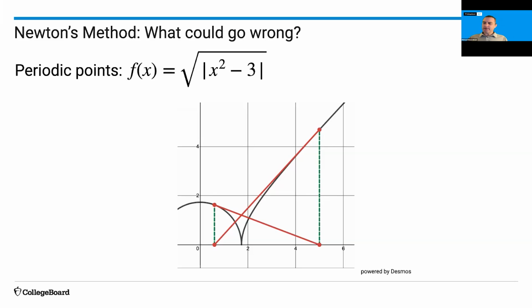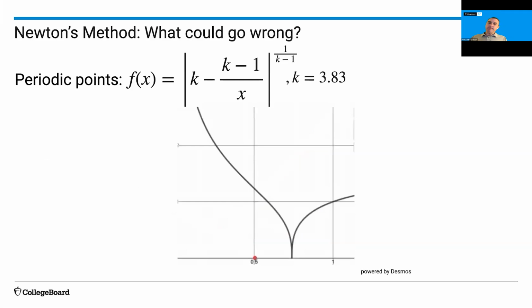This function also has an issue in that it is non-differentiable. There's the point exactly that we're looking for where there isn't a tangent line. We might ask ourselves, are there points that are periodic of period other than 2? And the answer to that question is yes, there can be.